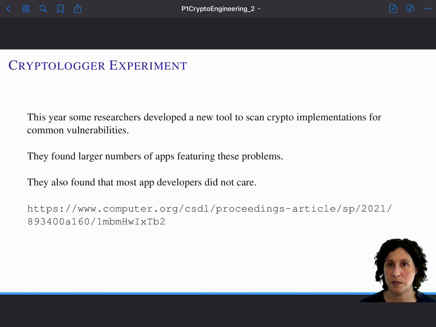So, for typical mistakes that developers make. Researchers designed this tool and then applied it to a large range of applications on, I don't know, I think it was an Android app store or something like that. So they found loads and loads of apps that were really appalling in terms of their crypto use, and they let the app developers know, and the vast majority of app developers did not care at all.